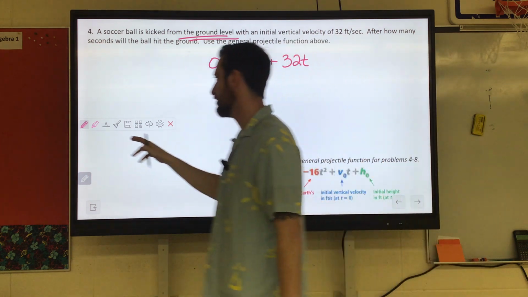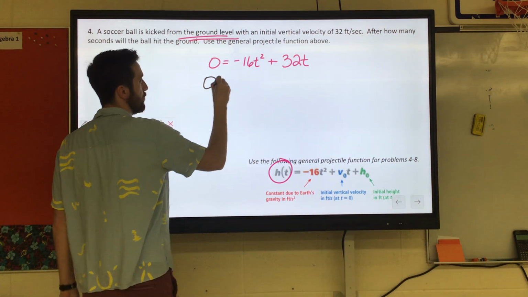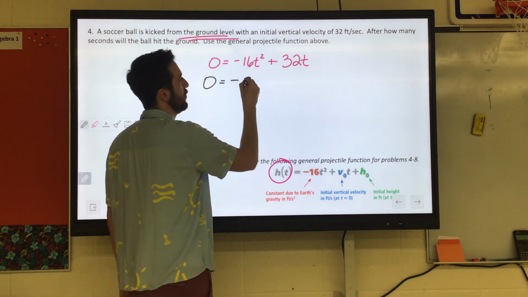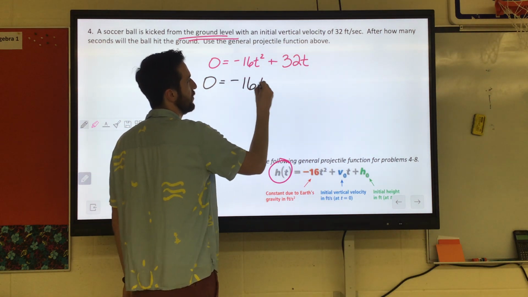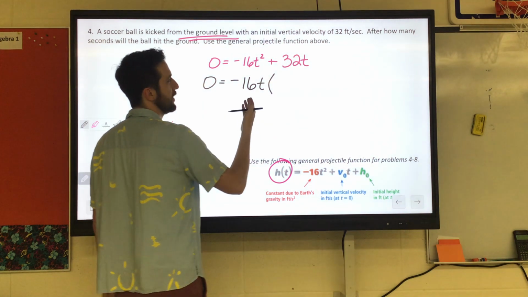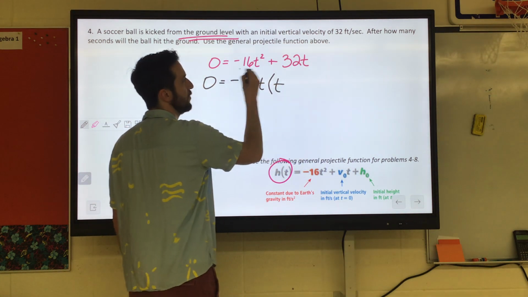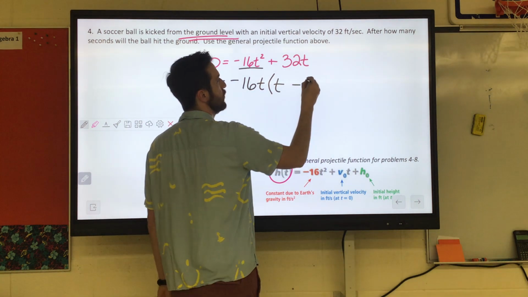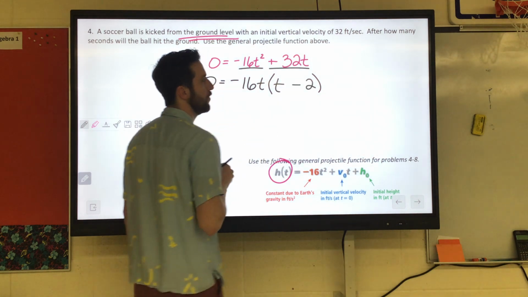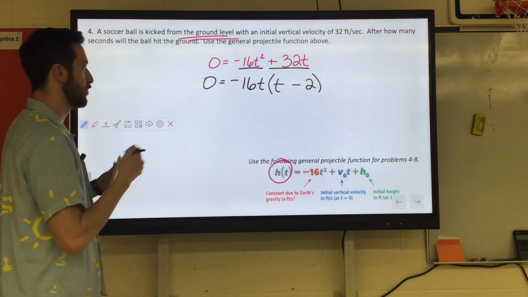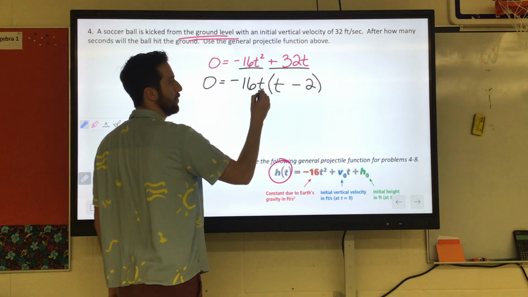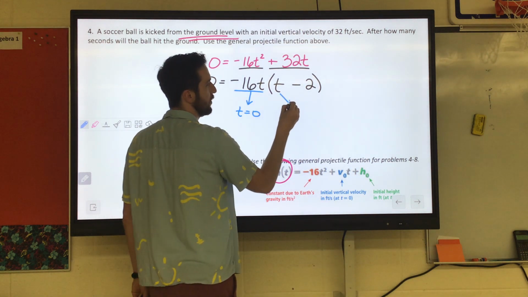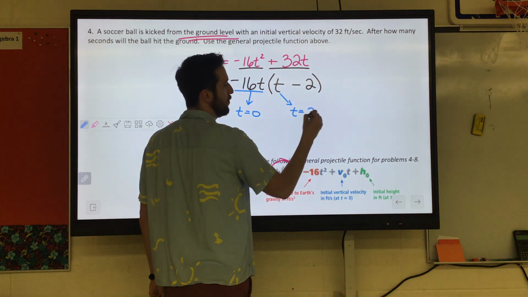Now, if we're looking to factor this, anytime my first term is negative, I factor out a negative. I know that 16 goes into both of them, and I know that they both have a t. Negative 16t times t would give us the negative 16t squared. And then negative 16t times negative 2 would give you the positive 32t. So this will give us two answers for the time. This t on the outside would equal 0. This t over here, t minus 2, would be positive 2.